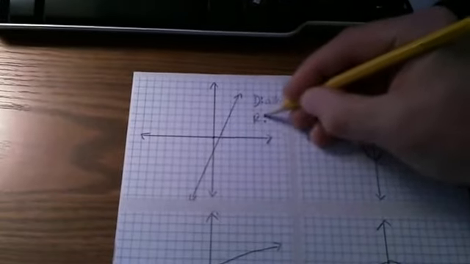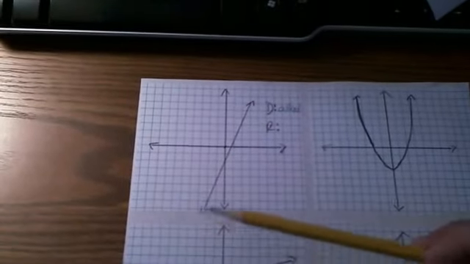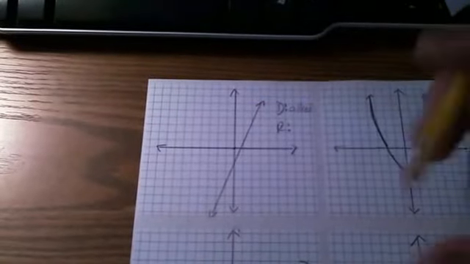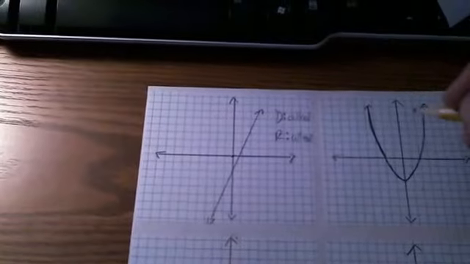The range? Now we're talking about the y values. So how far up and down does it go? How far down does it go? Forever. That's what that arrow means right there. How far up does it go? Forever. That's what that arrow means. So the range is all reals.